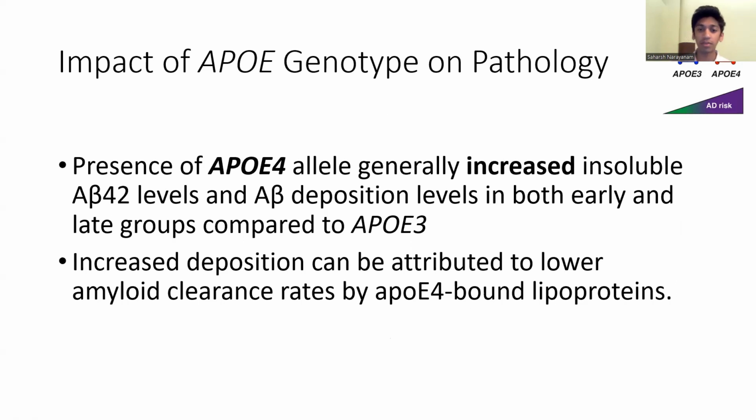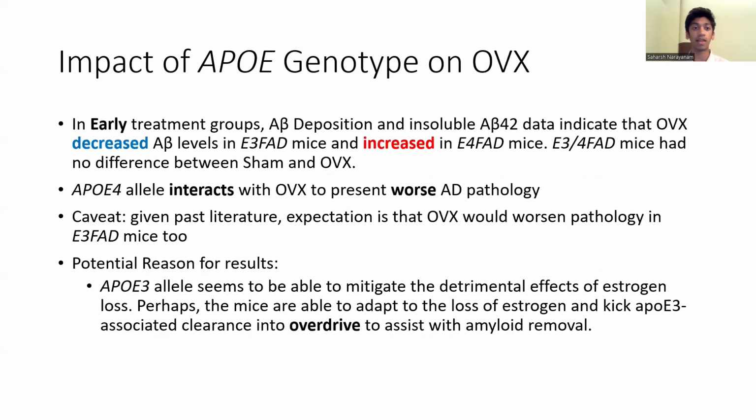And we think that this increased deposition can be attributed to the lower amyloid clearance rates by those ApoE4 bound lipoproteins. And lastly, the impact of ApoE genotype on OVX was significant, in that only in the early treatment groups, A beta deposition and insoluble A beta data indicated a decrease in A beta levels in E3 FAD mice and an increase in E4 FAD mice. But the E3-4 FAD mice had no difference between sham procedure and OVX procedure. And so it's clear that the ApoE4 allele interacts with OVX to present worsened AD pathology.